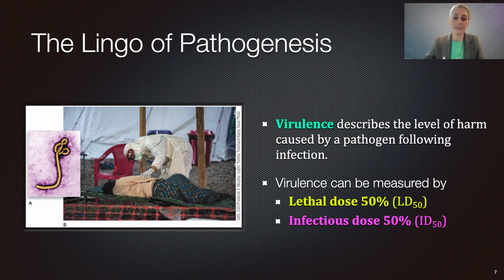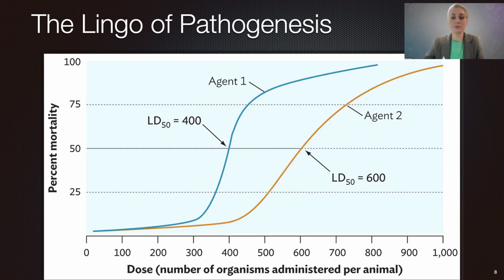So in this graph that we see here, we see dose, number of organisms administered per animal. So we're increasing the amount of organisms on the x-axis. And on the y-axis, we see percent mortality. Looking at this here, we have 2 different agents, microorganism agent 1 and microorganism agent 2. Here we're seeing LD50, the lethal dose at 50% percent mortality. And we want to know whether agent 1 or agent 2 is actually more dangerous, more virulent.